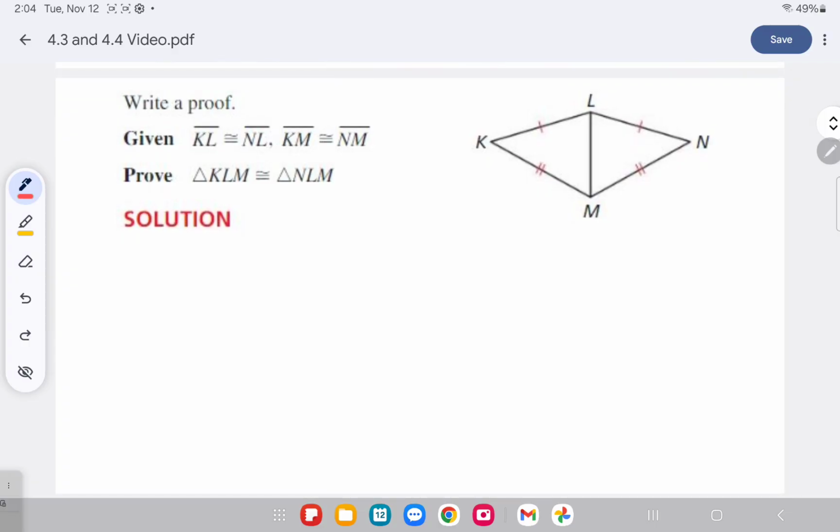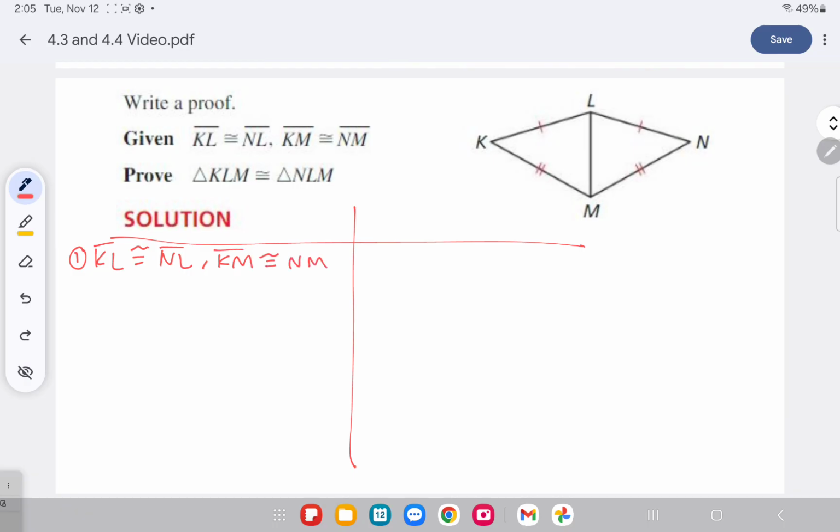So if this is our beginning proof, I'm going to make my 2 columns. We always start with our givens. So we know that KL is congruent to NL. We know that KM is congruent to NM. And our goal is to prove that the two triangles are congruent.